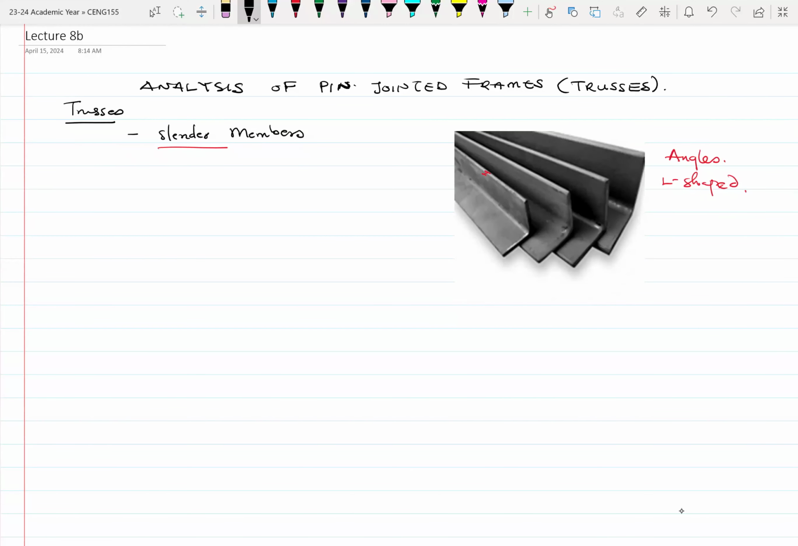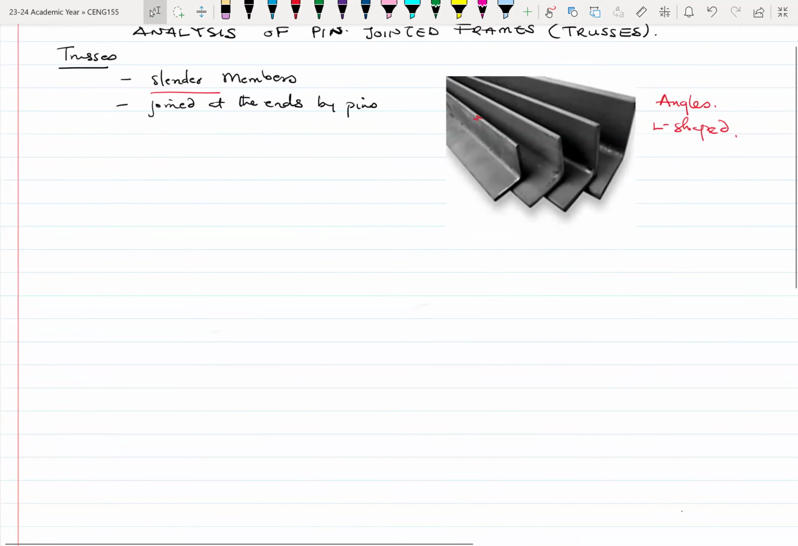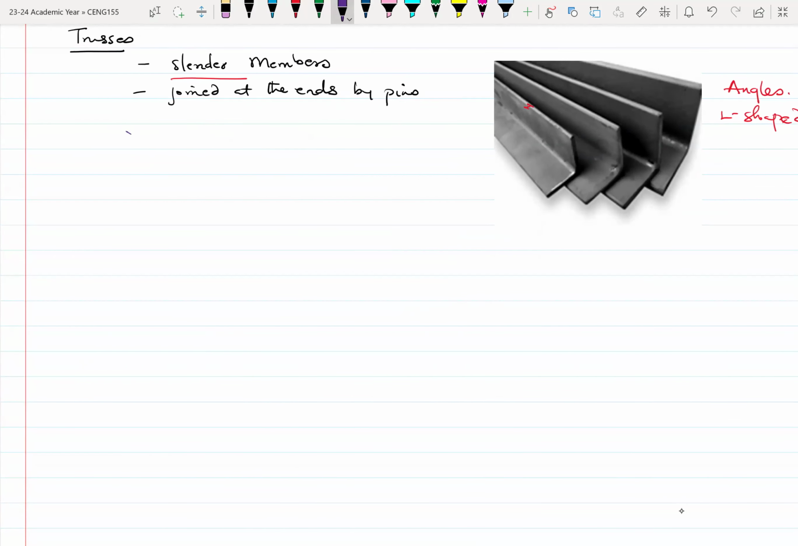That is one. Two, these slender members are usually joined together at the ends by pins. Okay. So we could have a series of these members come together. All right. And then we assume that at the point where we are joining them, this point here, this joint is made as pins.